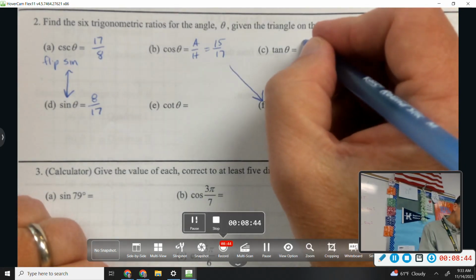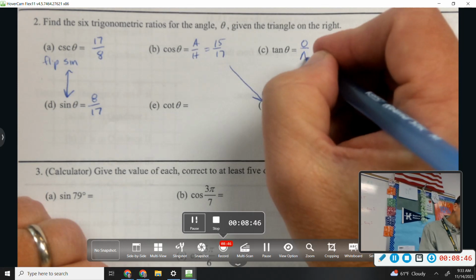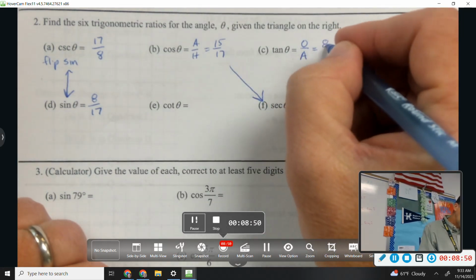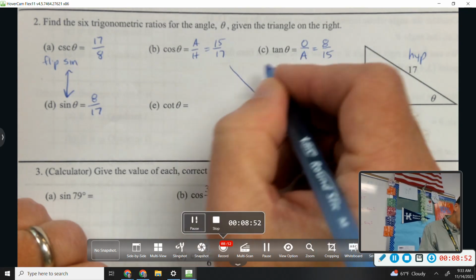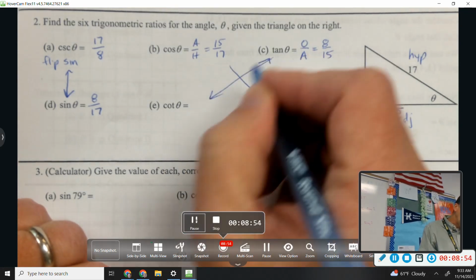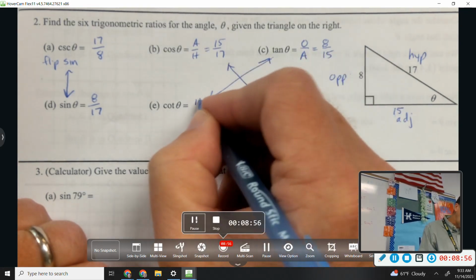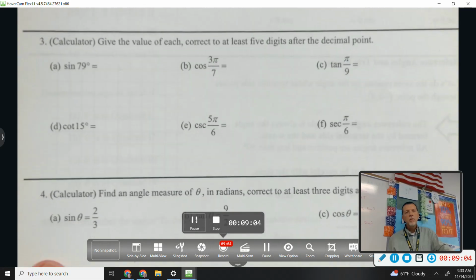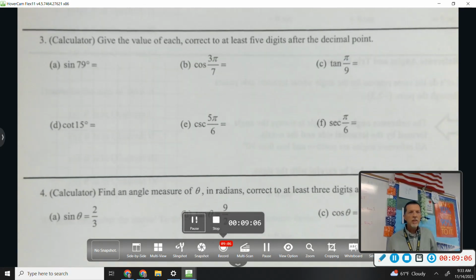Tangent, TOA, opposite over adjacent. 8 over 15. Cotangent is the flip of tangent, so 15 over 8. SOHCAHTOA, the partners, right triangles. We'll also have some calculator problems, so grab a calculator.